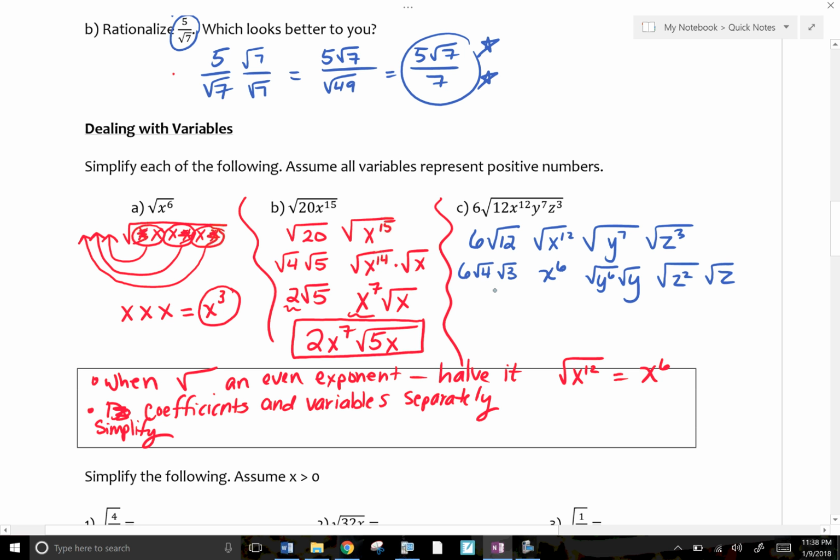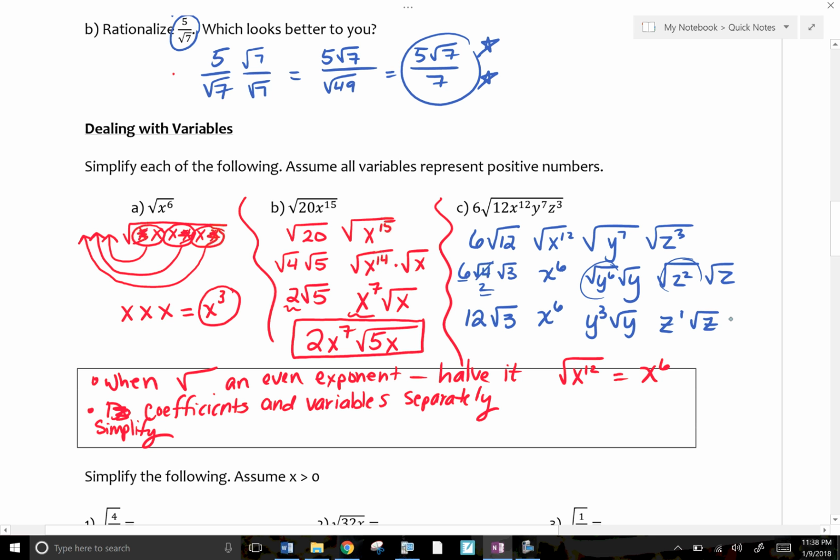Okay, wow, there's a lot of stuff going on, but I'm only going to think of a piece at a time. So the square root of 4 is 2. 6 times 2 is 12. So that's 12 radical 3. I have an x to the 6th here. Y to the 6th gets cut in half. And z squared gets cut in half.